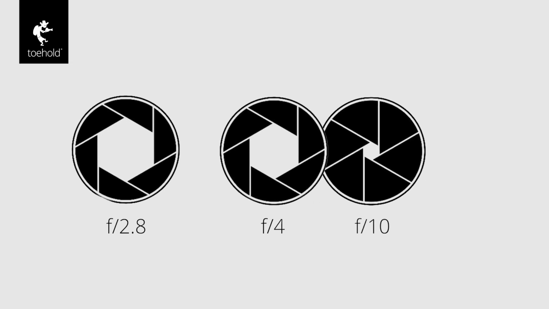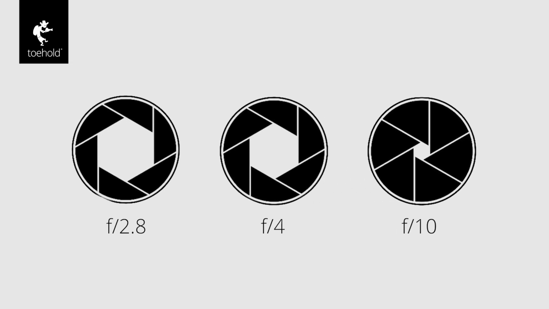Isn't it now making sense? Why f2.8 is larger than f4 and why f10 is smaller in the lens than f4? That was simple, right? There's no rocket science here. It's class 3 division.